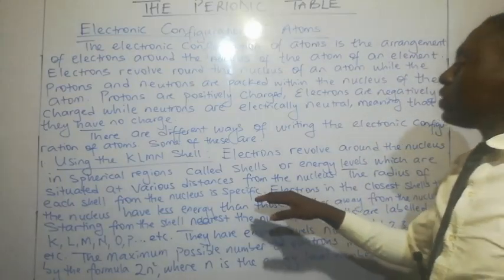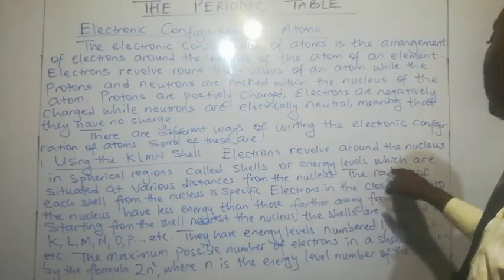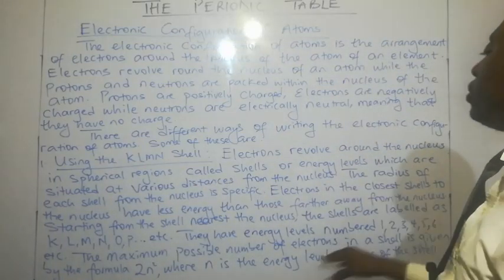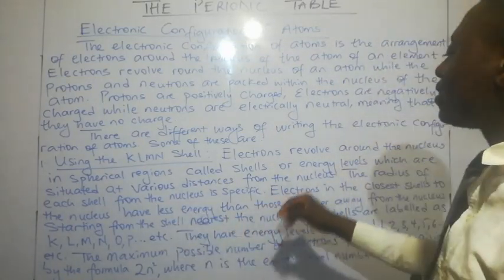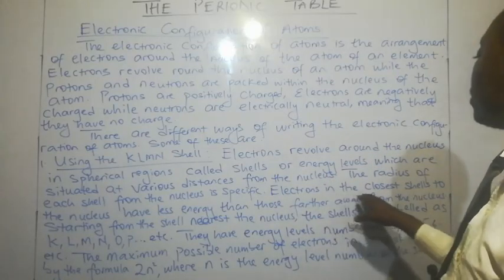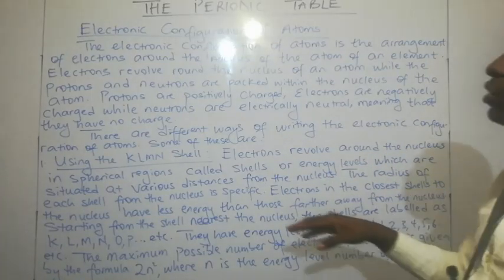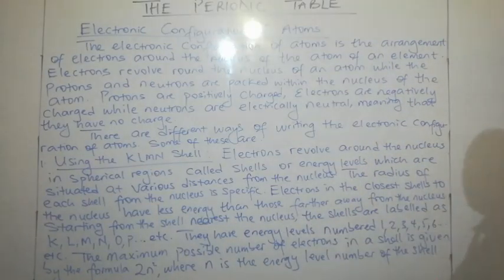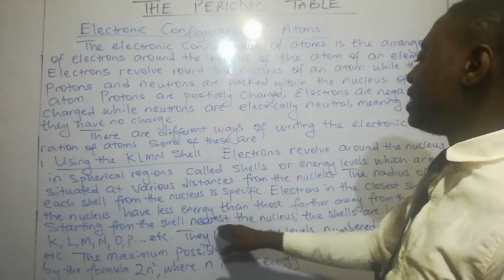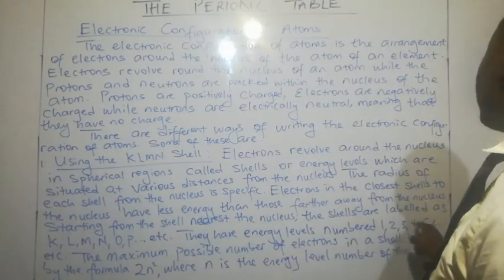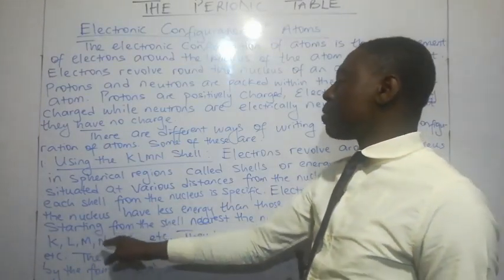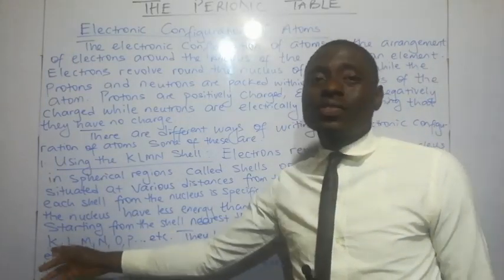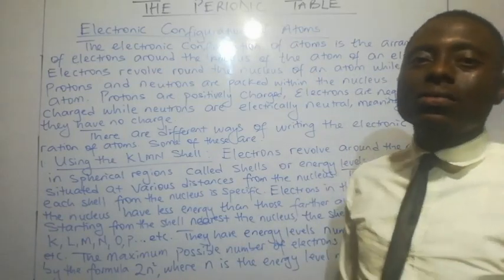So the spherical regions called shells or energy levels are situated at various distances from the nucleus. The radius of each shell from the nucleus is specific. Electrons in the closest shells to the nucleus have less energy than those farther away. Starting from the shell nearest to the nucleus, the shells are labeled K, L, M, N, O, P, etc. It's just labeling. It's not as if the K stands for anything. It's just like an alphabetical letter.